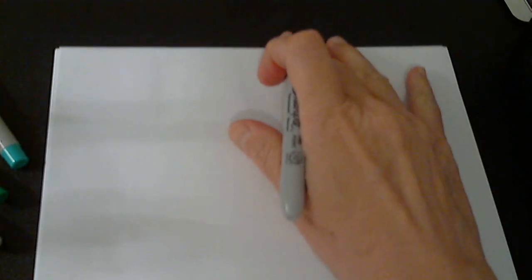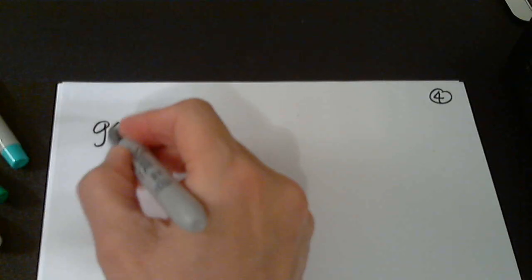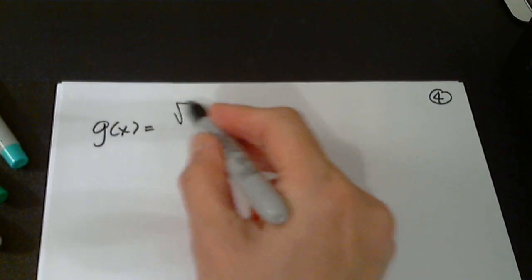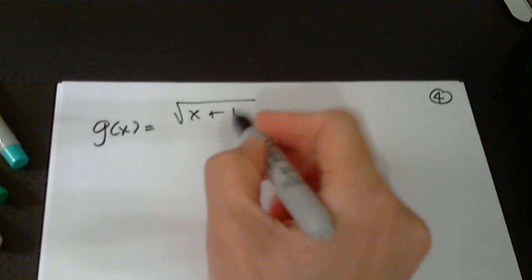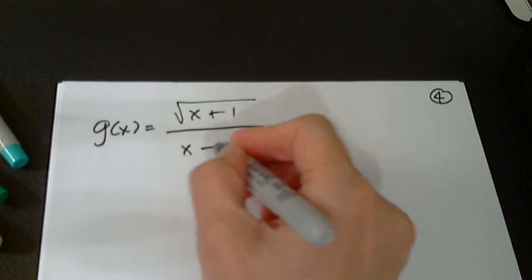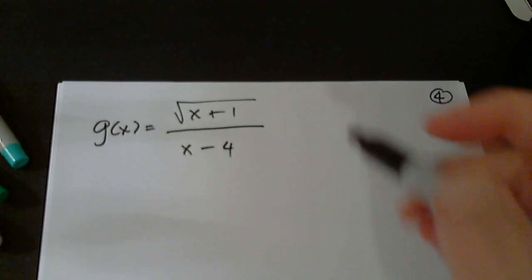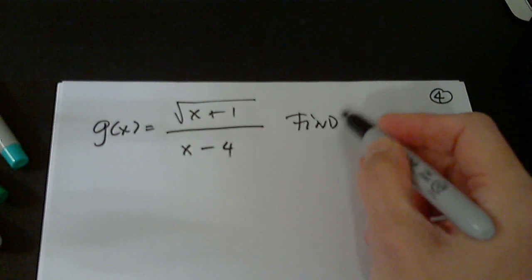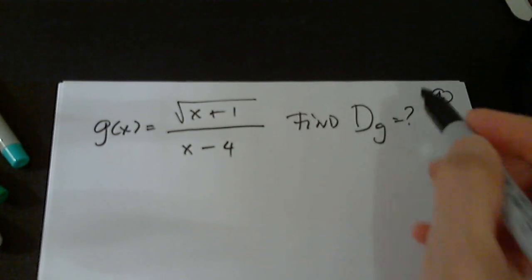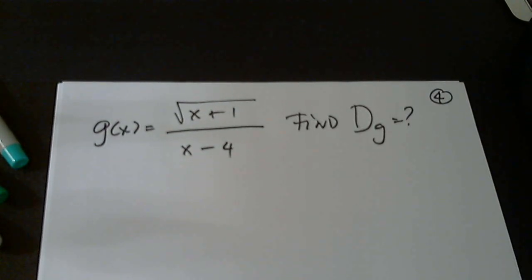Okay. Here's the next one. Let's say we have a function g of x, which is the square root of x plus 1 divided by x minus 4. We're asked to find the domain. Find the domain of g. Let's think for 1 minute. Tell me what we need to write, and then we'll identify it.